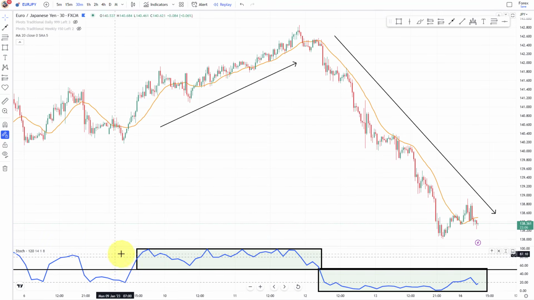But using the stochastic with this higher time frame approach can really make a big difference in your trading and can help you understand long-term trends and anticipate them in a very good way.